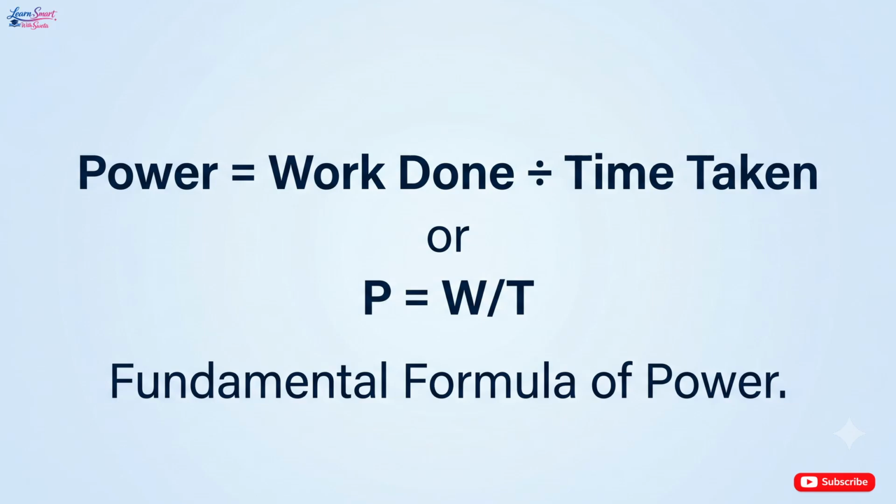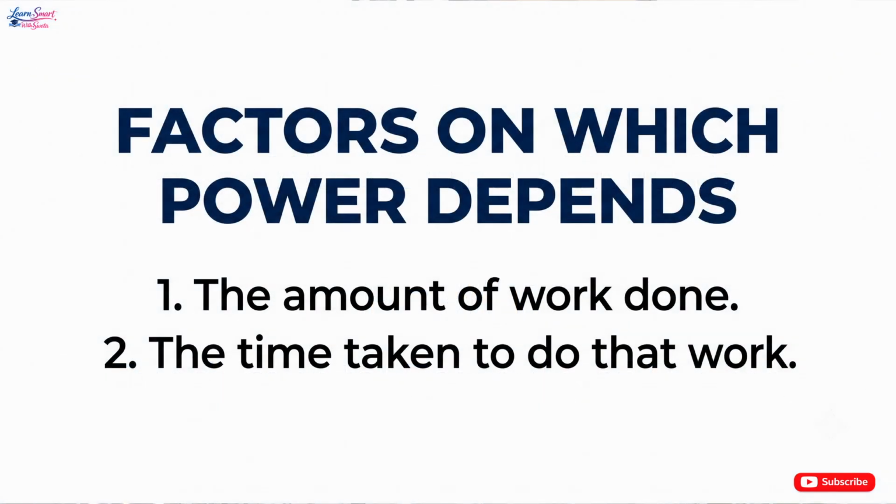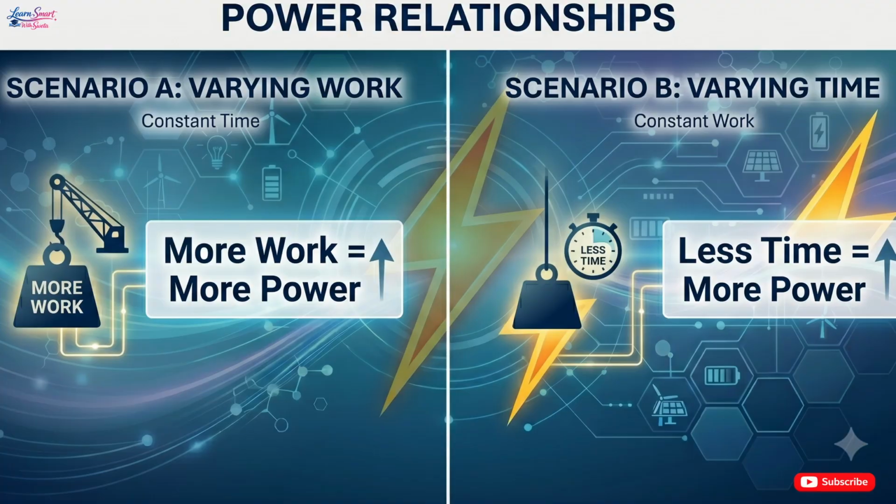Mathematically, power equals work done upon time taken, or P equals W upon T. This is the fundamental formula of power. From the formula P equals W upon T, we can see that power depends upon two factors, the amount of work done and the time taken to do that work. So more work done means greater power. Also less time taken means greater power. So power increases when work increases and power also increases when time decreases.